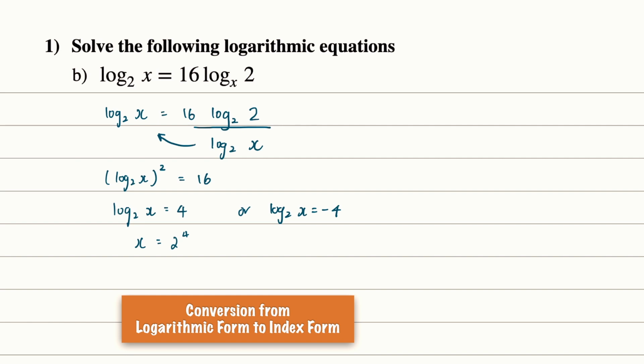Alright, what we do is to take that base 2, push it to the right-hand side, and push the value of 4 into a small power. So it is x equals 2 to the power 4. That is how we can convert to an index form. This is equal to 16.